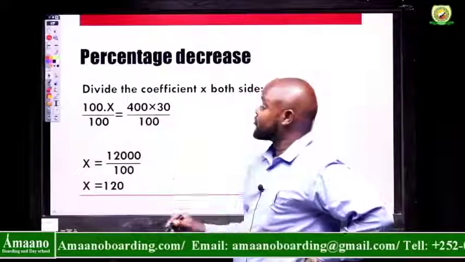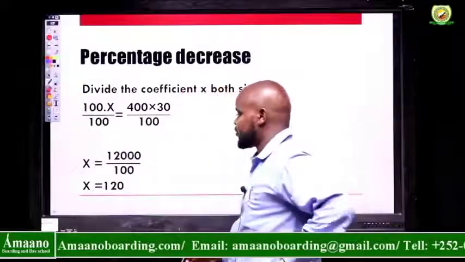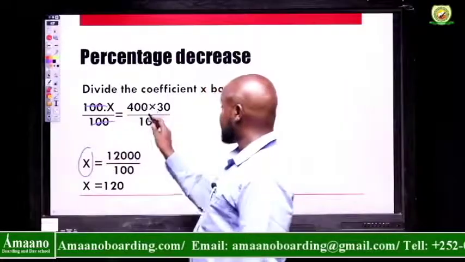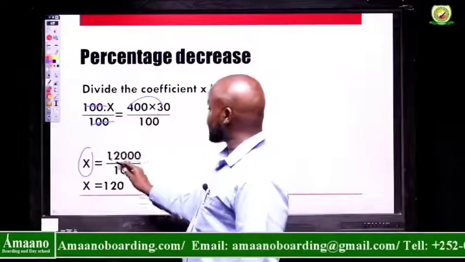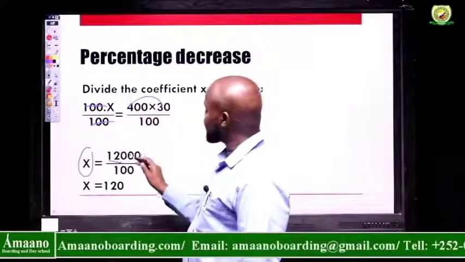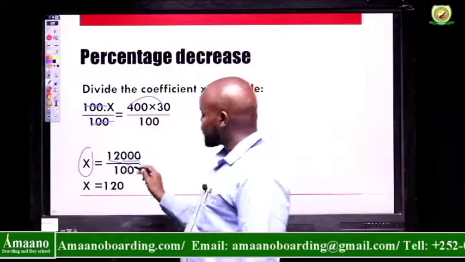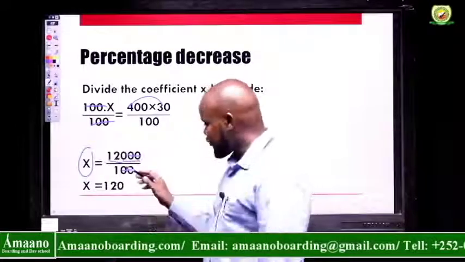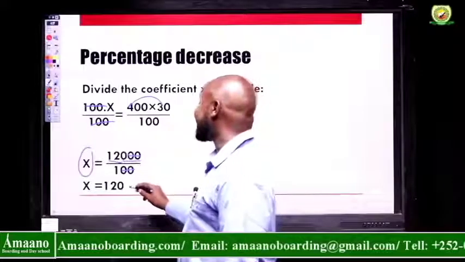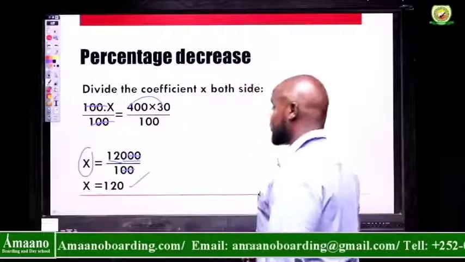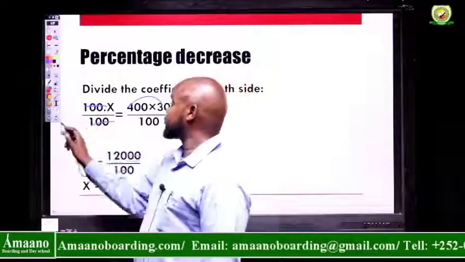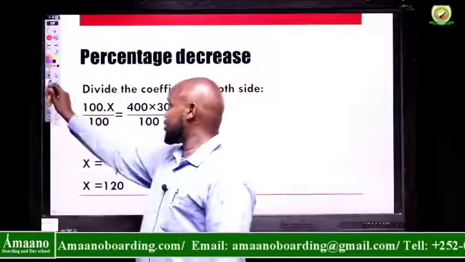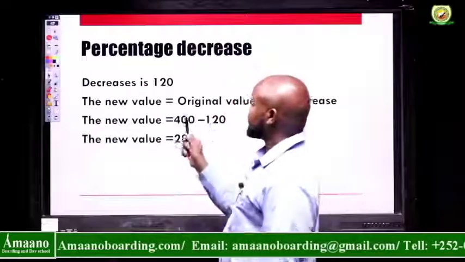So this 100 goes with this 100. Here we have x. 3 times 4 is 12, and we add the 3 zeros, 1, 2, 3, and divide by 100. So these 2 zeros go with these 2 zeros, so we have 120 divided by 1, which is 120. So the decrease is 120.